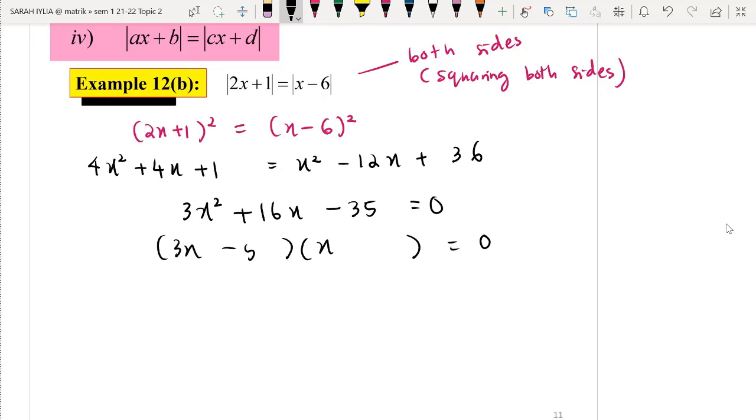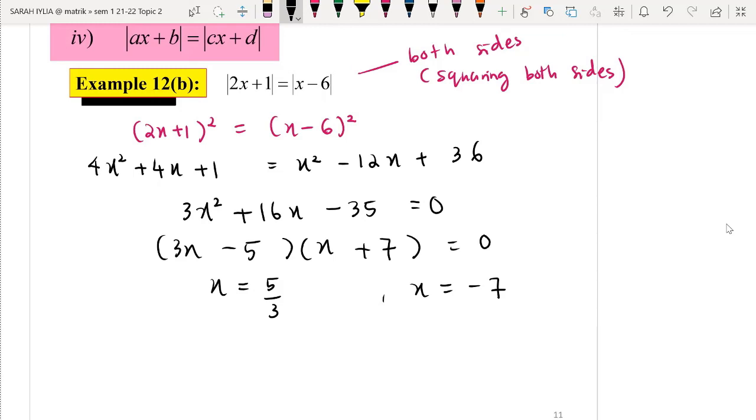So, 3x minus 5, x plus 7. Betul tak? Okay. So, in this case, x will be equal to 5 over 3. Second one, x will be equal to negative 7. Okay. Next step. Don't forget to recheck your answer. Make sure mesti recheck awak punya jawapan.